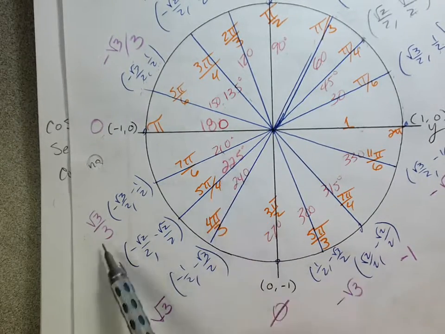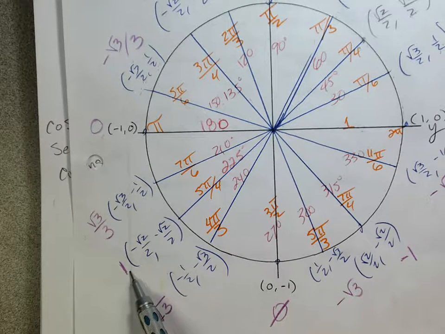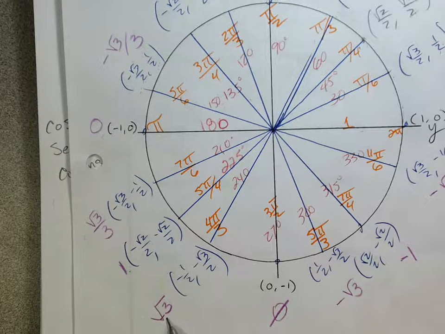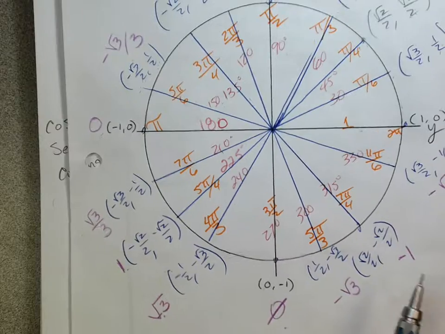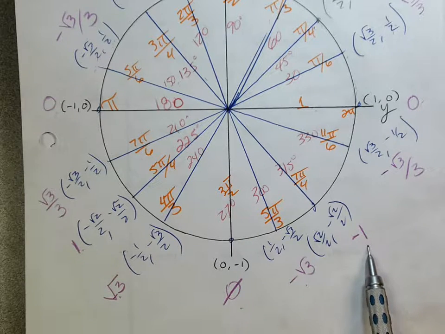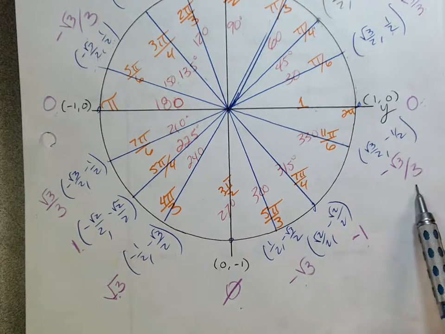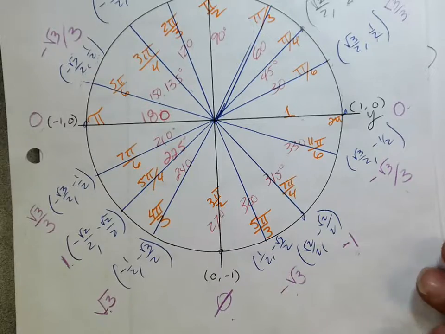210 is square root of 3 over 3. 225 is 1. 240 degrees is the square root of 3. 270 degrees is undefined. 300 degrees is negative square root of 3. 315 degrees is negative 1. 330 degrees is negative square root of 3 over 3. Okay, so go ahead and put those down. And if you can't read them that well, they are also up there, okay?